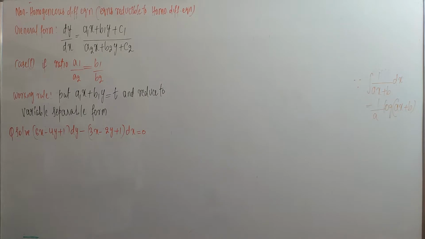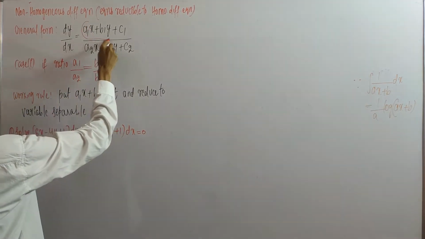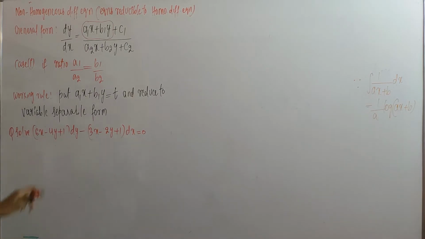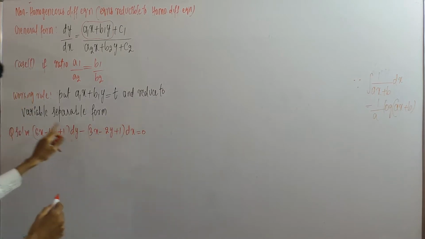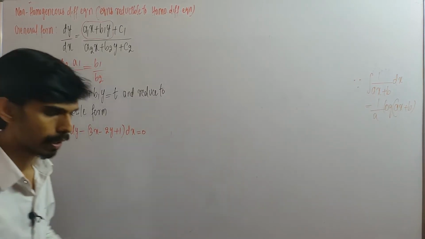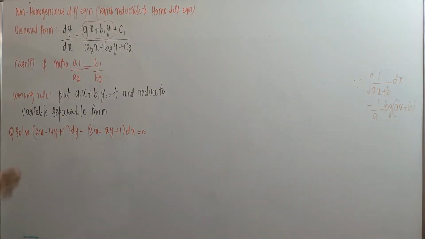So we have some cases. Let us discuss case 1. If the ratio a1 by a2 is equal to b1 by b2, if this ratio is equal, then the working rule for this kind of equations is substituting this part as some dummy variable t. So substituting a1x plus b1y as t, after substituting, reduce this equation to a variable separable form. So this is the working rule procedure of finding the solution. Let us see the question and discuss this case.